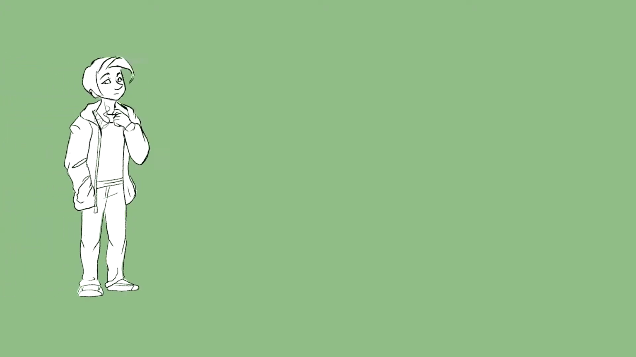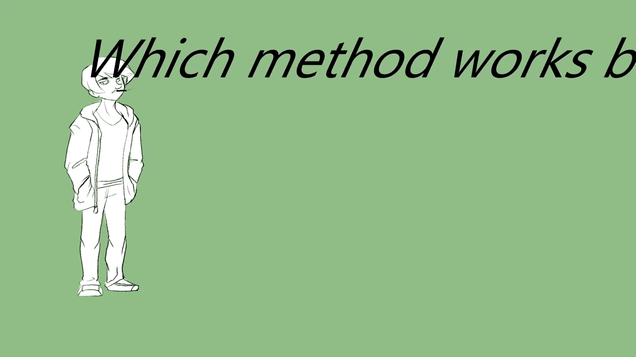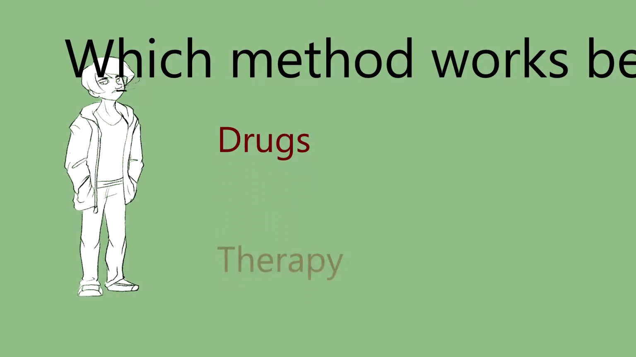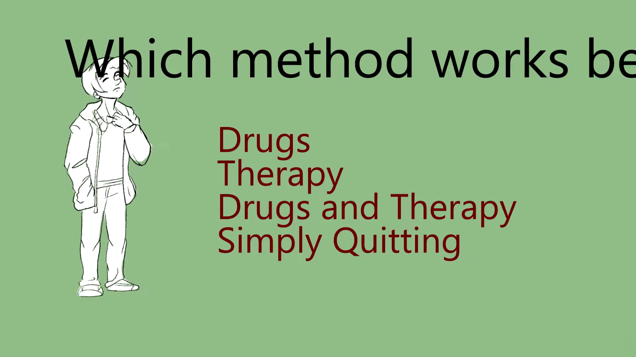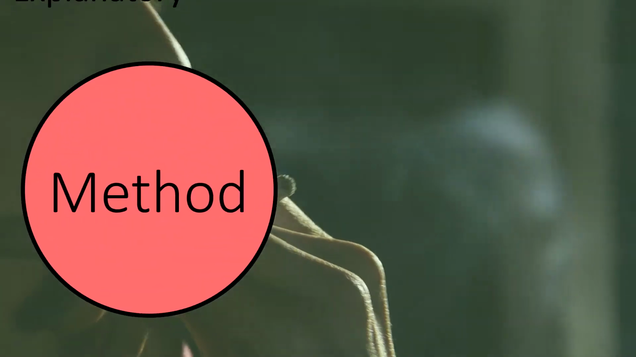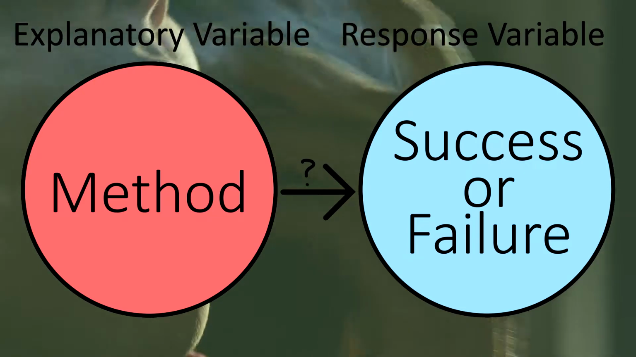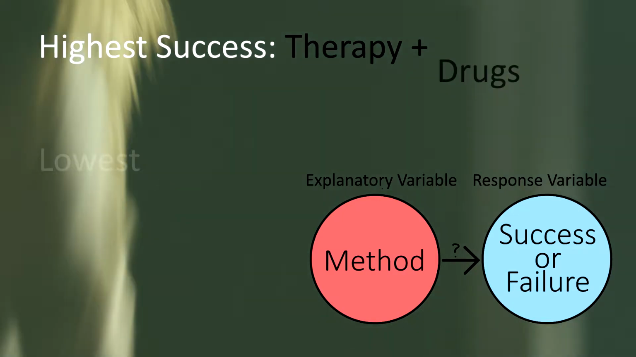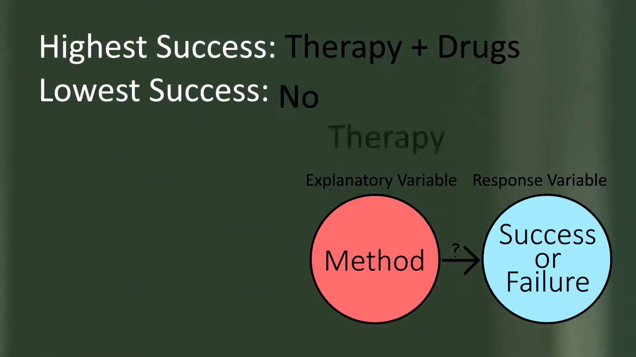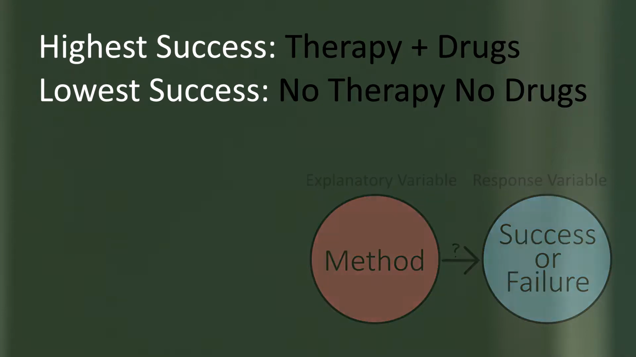Let's suppose that we've carried out the observational study of smoking cessation methods. We're trying to determine which method works best: drugs to alleviate nicotine addiction, therapy, combined drugs and therapy, or simply quitting. The explanatory variable is the method, while the response variable is eventual success or failure in quitting. Our study shows that the percentage succeeding with the combination drug and therapy method was highest, while the percentage succeeding with neither therapy nor drugs was lowest. In this example, there is clear evidence of an association between method used and success rate.